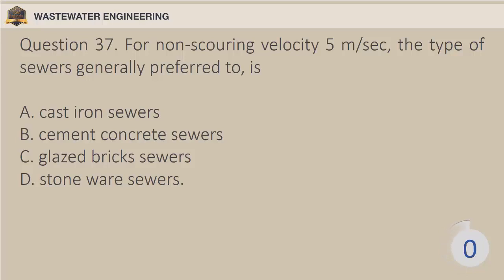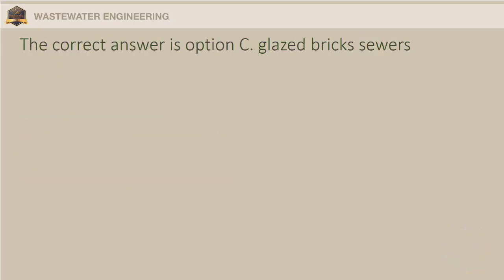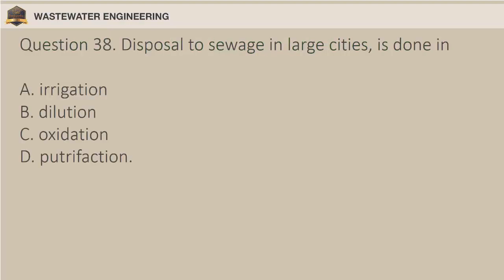The correct answer is option C, Glazed bricks sewers. Question 38. Disposal of sewage in large cities is done in A. Irrigation, B. Dilution, C. Oxidation, D. Putrefaction.